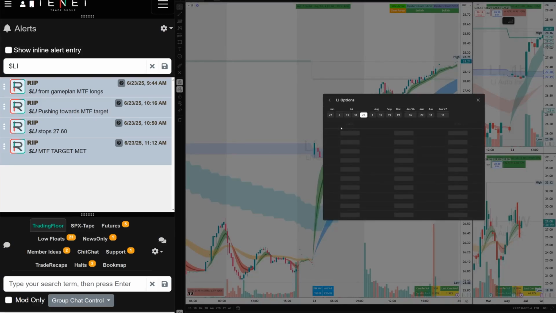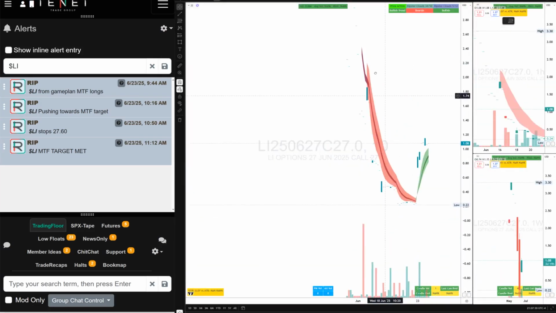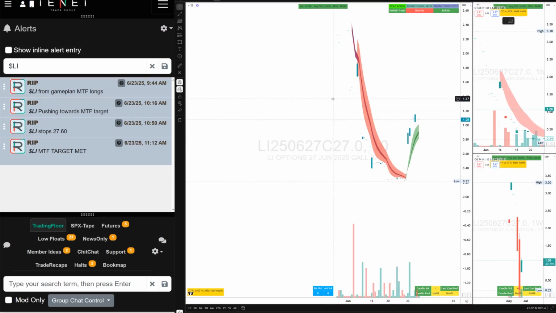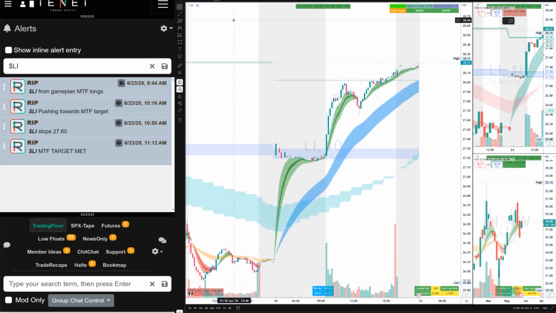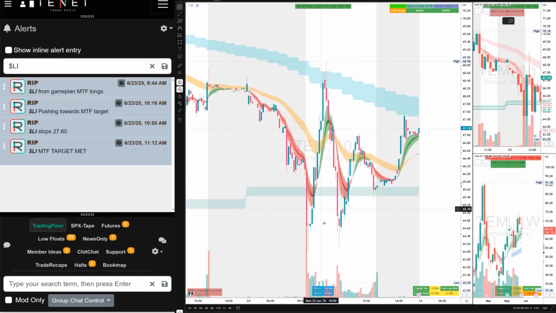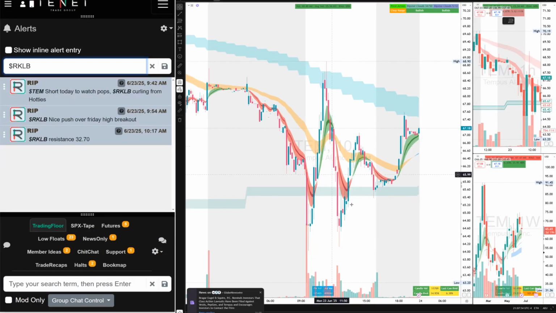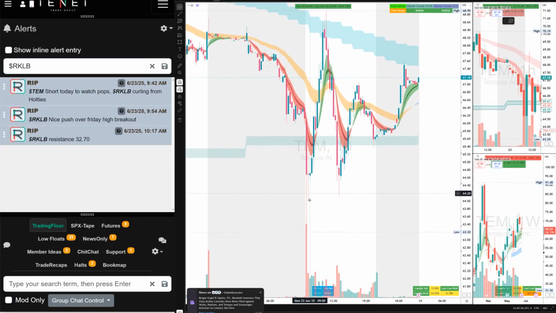I don't really know how the options moved, but you can look at the 27 calls, illiquid. So I stay away from them, but decent trade. That's good. All right, so let's look at that. We had TEM and RKLB. So these two plays, let's look at TEM and RKLB. TEM was a short in the morning.